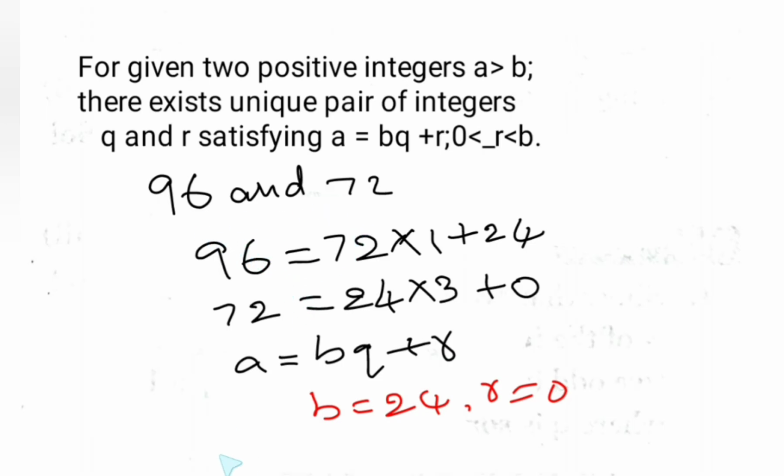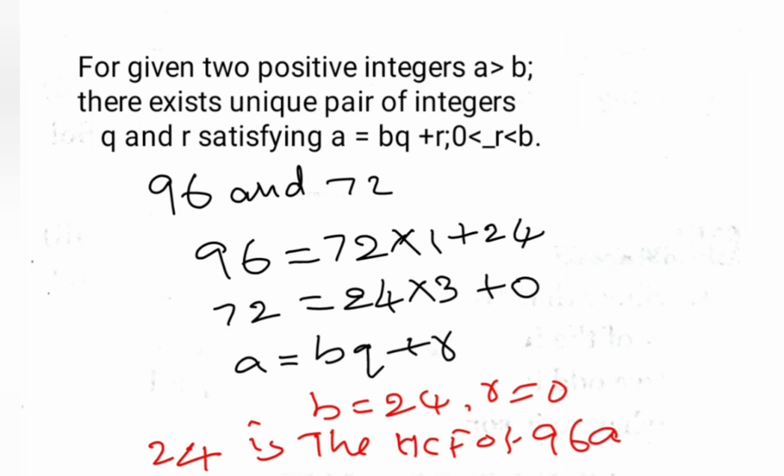When the remainder is 0, the b is the HCF of these two numbers. Then 24 is the HCF of 96 and 72.